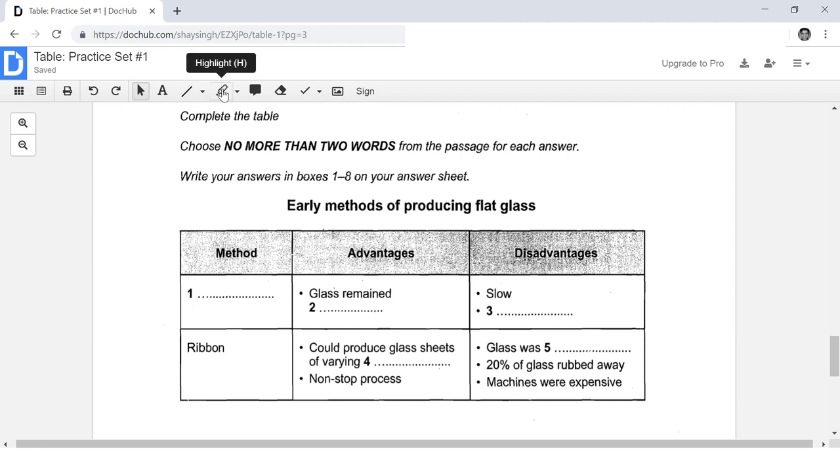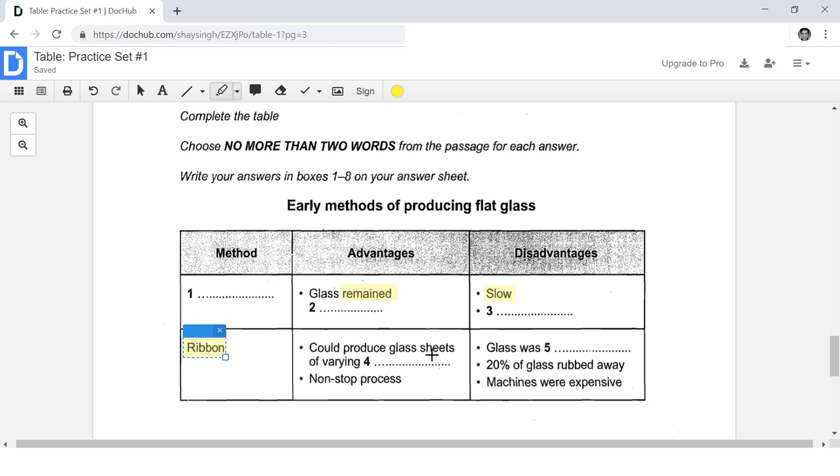So we're going to start off by first marking our keywords. So here we have something about glass remaining. That's not a great keyword, but I'll go ahead and mark it anyway. Slow is a slightly better keyword. Down here we have the word ribbon. So this way we'll be able to identify the method and then read around that area. So ribbon is a good keyword.